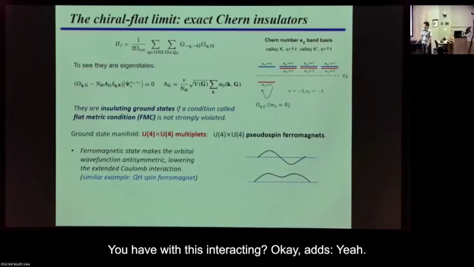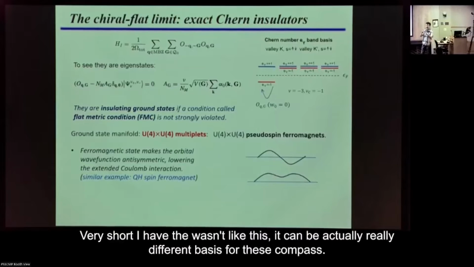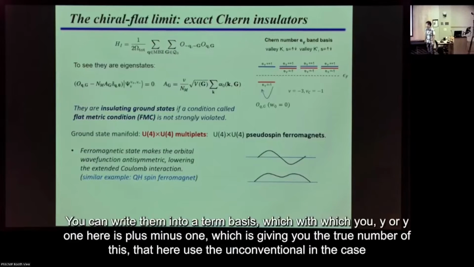So if your interaction is non-local, or extends to some range, then a ferromagnetic state will save you energy. In a ferromagnetic state, the spins are polarized in the same direction, so your orbital wave function between two neighboring sites would be antisymmetric. This would reduce the overlap between two different sites, and saves your Coulomb energy.